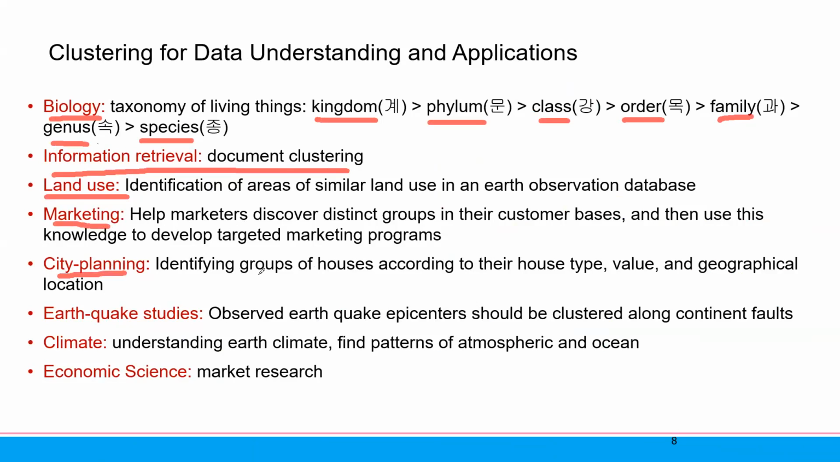And we can group the houses according to their house type, value, or geographical location. If you know the location, you can just divide by gu, dong, sujigu, choingu, dihonggu. They determine the border. But with clustering, we can have another result.